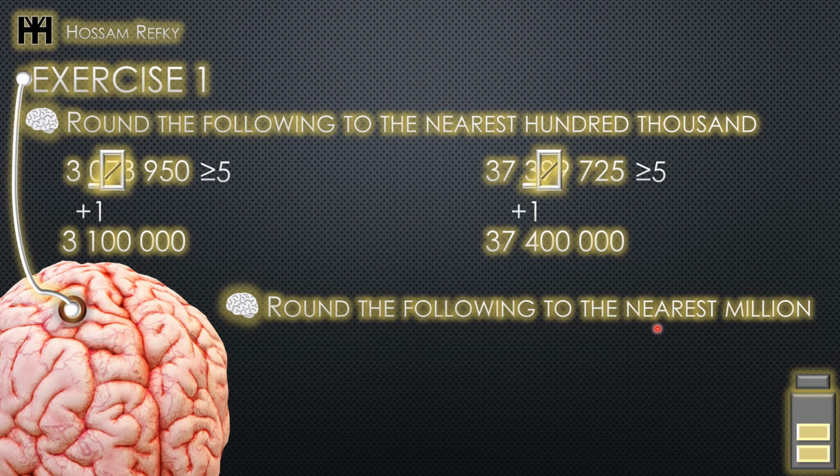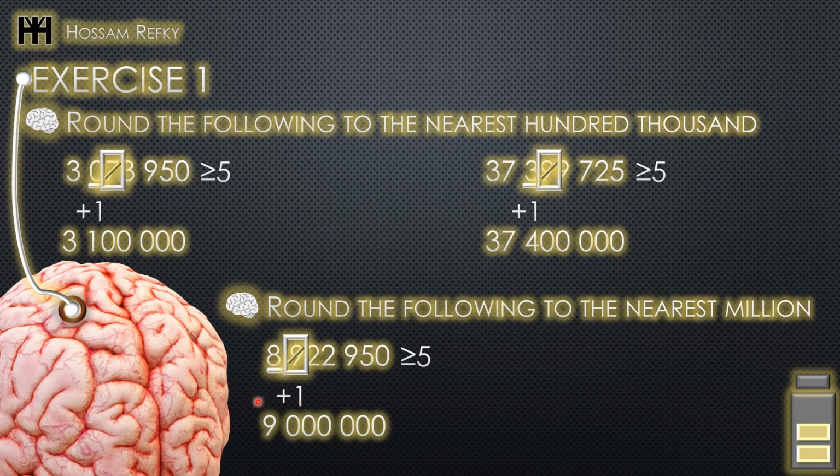Okay, round the following to the nearest million. So the 8 here is our target. We'll look at the digit at its right, the 9. And we'll make our test. Is it greater than or equal to 5? Yes, it's greater than 5. So the 8 will increase by 1. And all of the other digits after the 8 will be 0. So that's it.